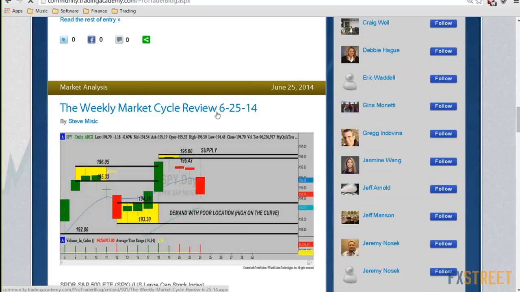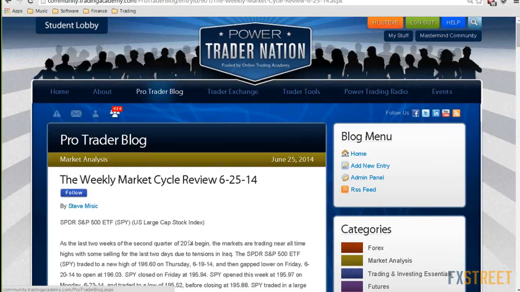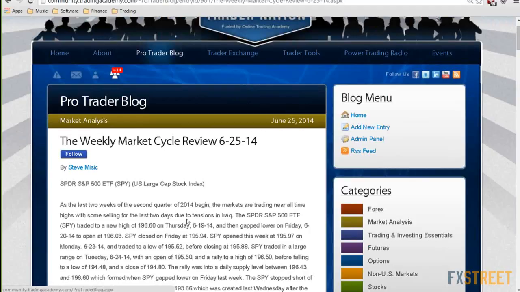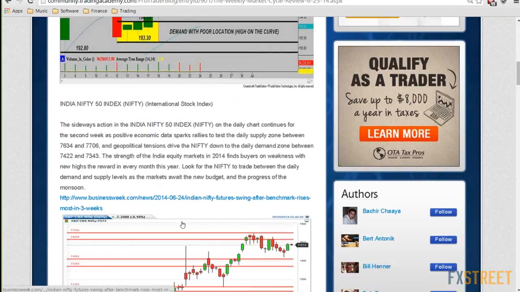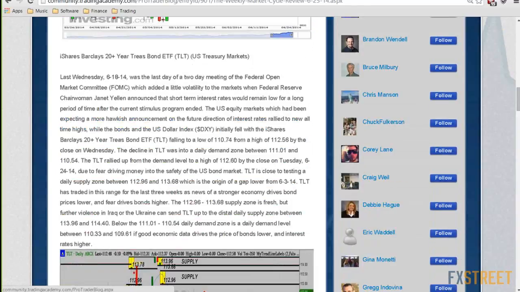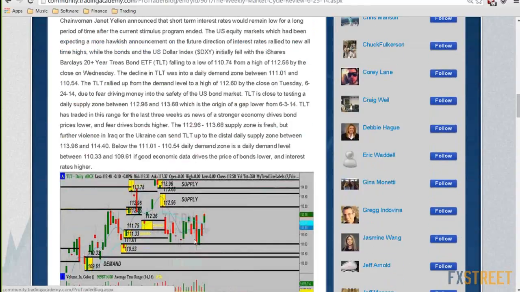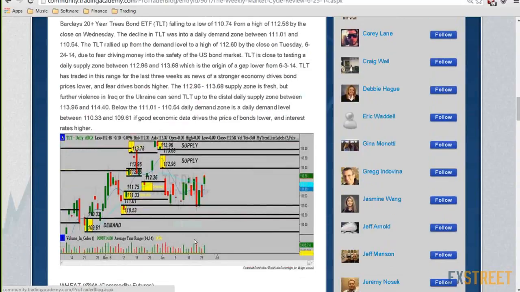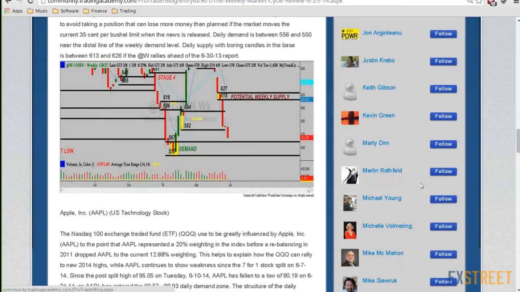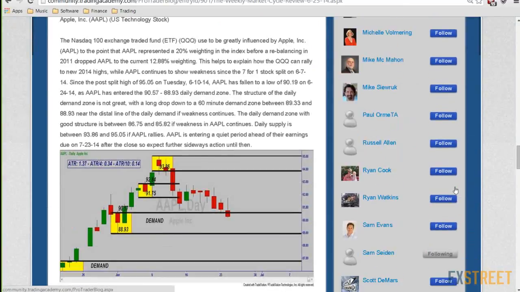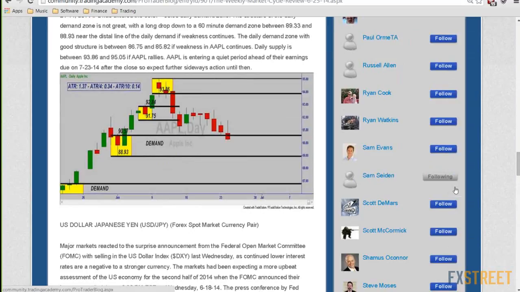It covers 7 different assets, including the large cap stocks in the USA, the Indian Nifty 50 for all the students that I was with in India a couple of years ago, the bond market for the USA, the wheat market for the USA, which just had a really, really big grain report. Pretty sure it moved a lot. A stock called Apple Computer, and the dollar versus the Japanese yen.